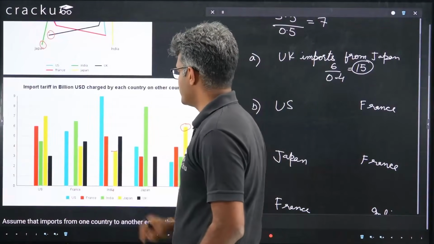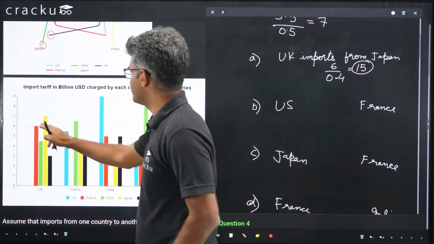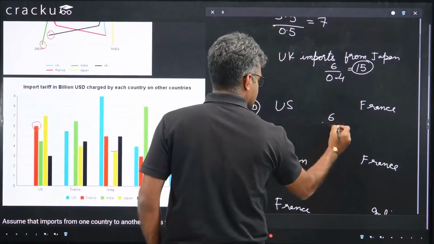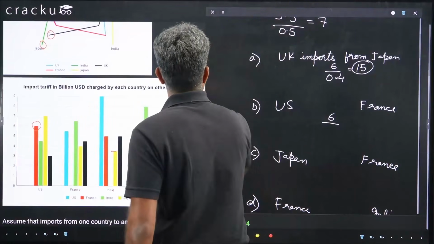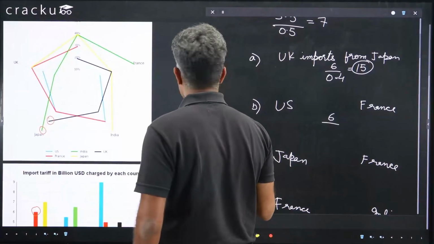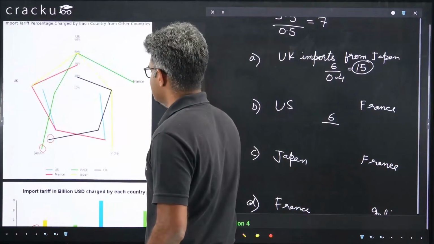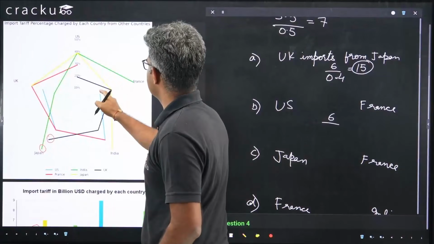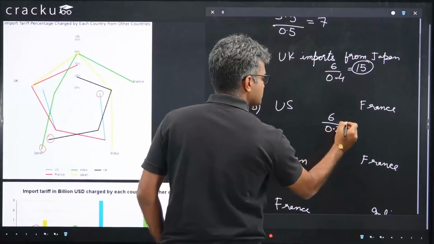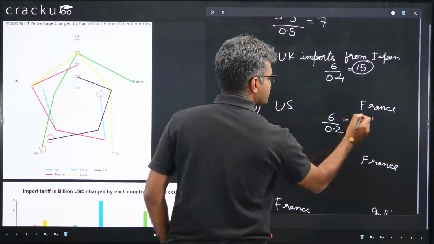Now this is US and the color of France is red. It will be this one. So it will be 6 divided by what is the tariff percentage that US imposed on France? The color of US is blue and this is France. So this will be 6 divided by 0.2. This will be 30. So option B is 30.